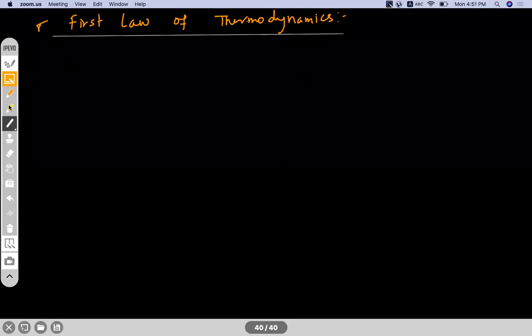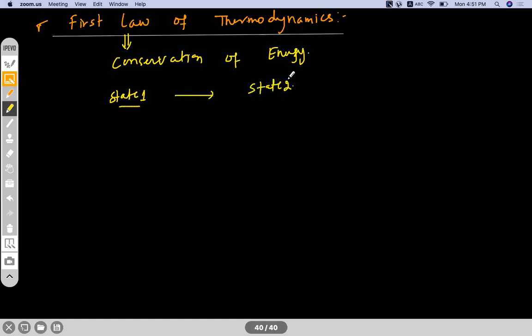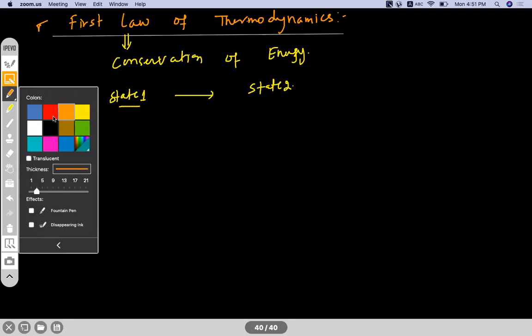Okay. The first law of thermodynamics is basically the conservation of energy. It is based on the conservation of energy. Suppose we have state 1, and from this we are going to state 2 by some process. We don't know what process it is, but there is a change in state by some process.